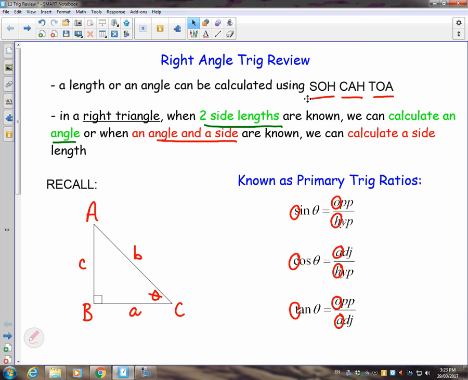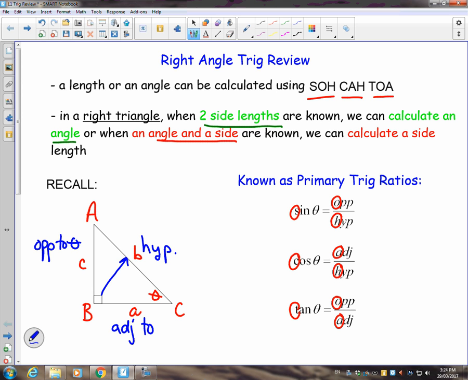Other things you need to remember when we're talking about sides that are opposite, adjacent, and hypotenuse for the formulas, we need to remember that those are relative to angles. Hypotenuse is the easiest one because the hypotenuse is always across from the right angle. It's the longest side of the triangle. The other two are determined by whatever angle you're looking at. So if I have angle theta, side C is opposite to angle theta, while side A is adjacent to angle theta.